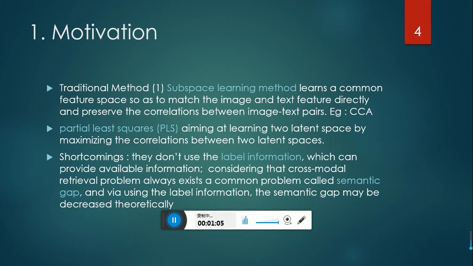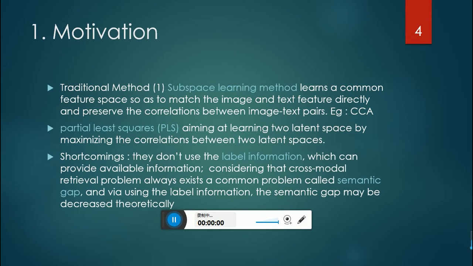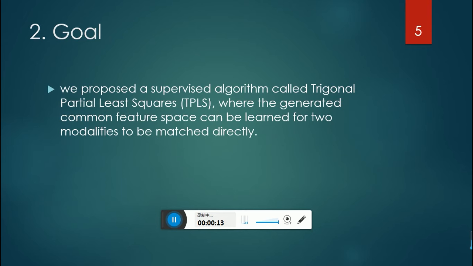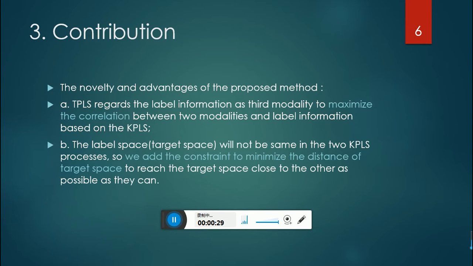However, the problem with these traditional methods is that they don't use the neighbor information, which can theoretically decrease the semantic gap. So, in our method, I'd like to propose a supervised algorithm called Trigonal partial least squares, where the generated common feature space can be learned for two modalities to be matched directly. And the contributions of our model are two.